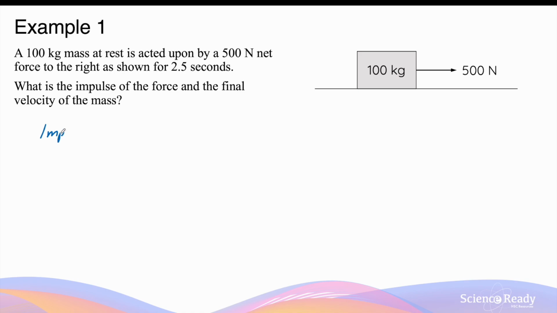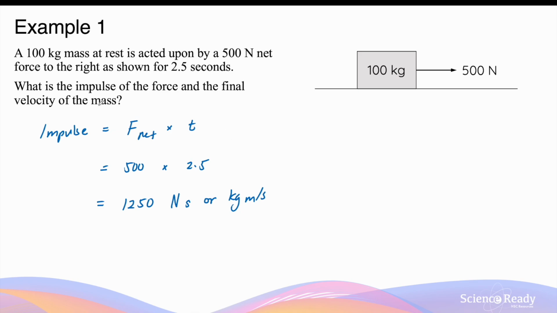The impulse of the force can be easily calculated by multiplying the net force by the duration of time over which the force is applied. Both of these variables are given by the question. So the net force is 500 newtons multiplied by a duration of 2.5 seconds. This gives me an impulse of 1250 newton seconds. You can also give the unit of impulse in kilogram meters per second, the same as momentum.